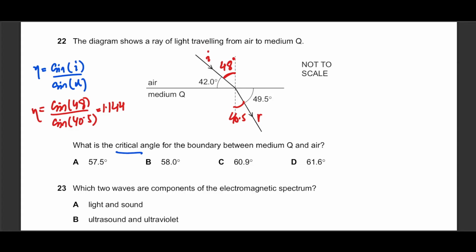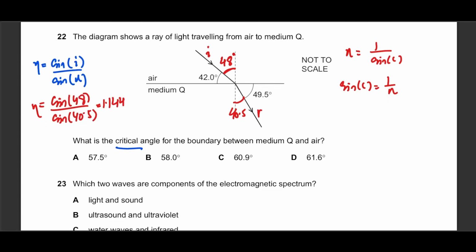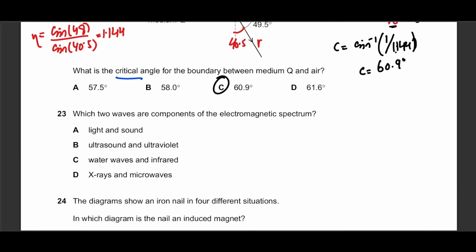Now the formula for critical angle is refractive index equals 1 over sine C. Or sometimes sine C equals 1 over refractive index. Your choice, whatever you want to try. So we have the refractive index from the previous part. It doesn't change. So let's take sine inverse to the other side. So C is equal to sine inverse of 1 divided by 1.144. When you calculate that, your answer for the critical angle would become 60.9 degrees, which is option C. Again, you can add more steps mathematically to make it easy for yourself.